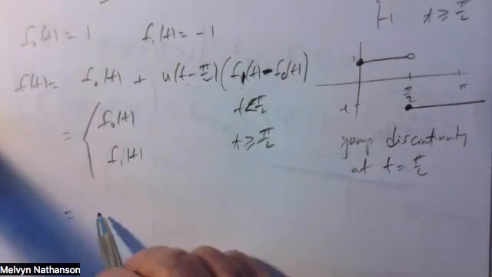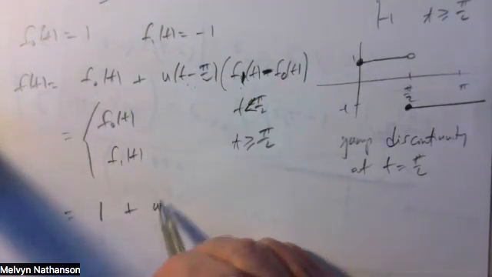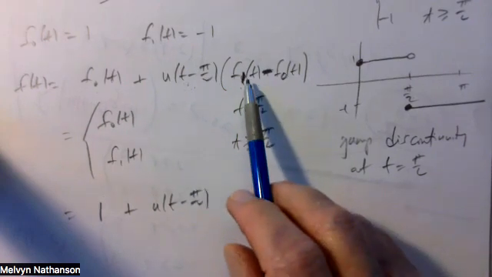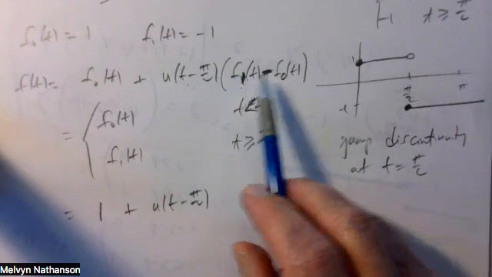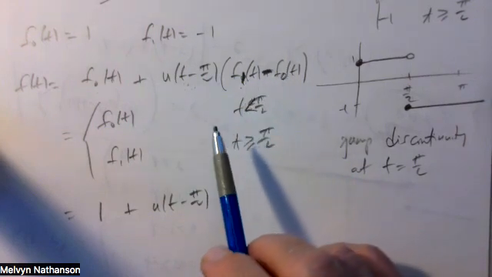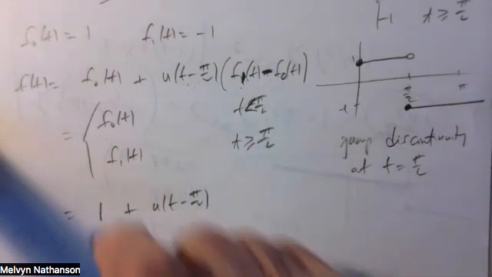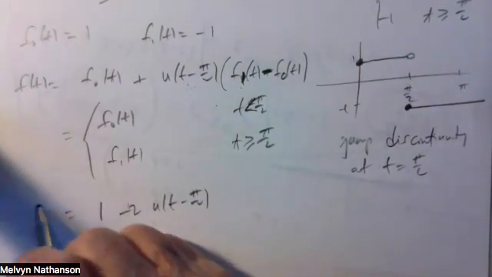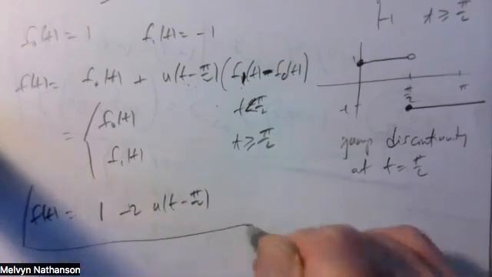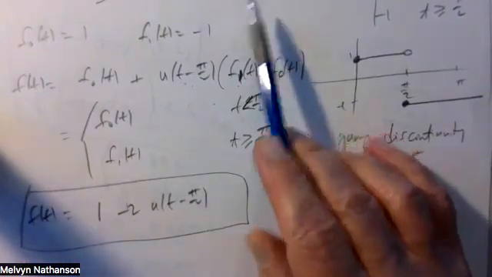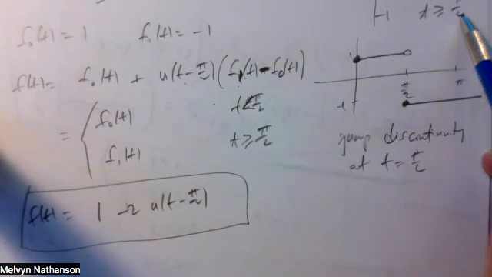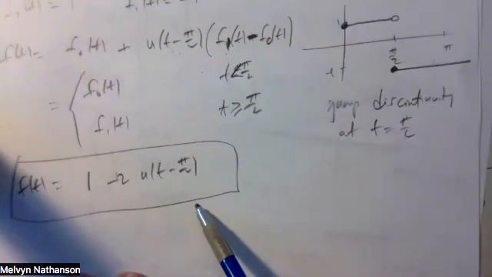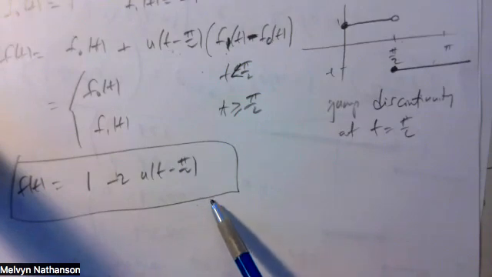So f0 of t is 1, plus u of t minus pi over 2 times, f1 of t minus f0 of t is minus 1 minus 1, that's minus 2. So this function f of t with this jump discontinuity can be written like this.